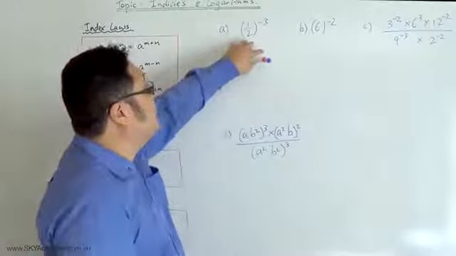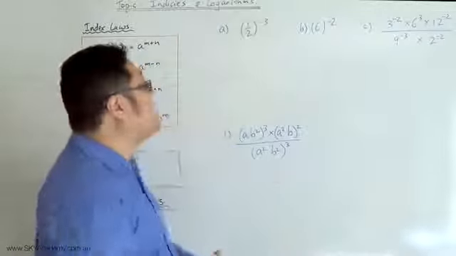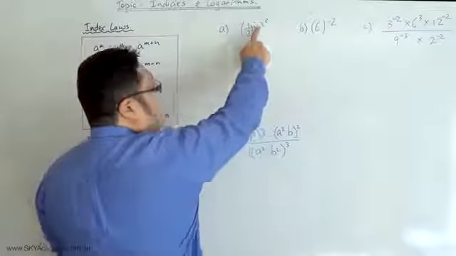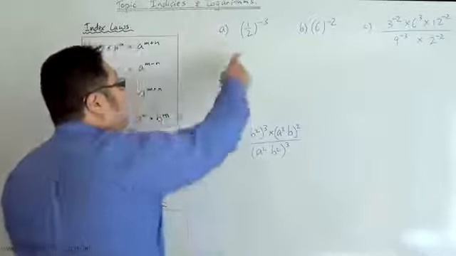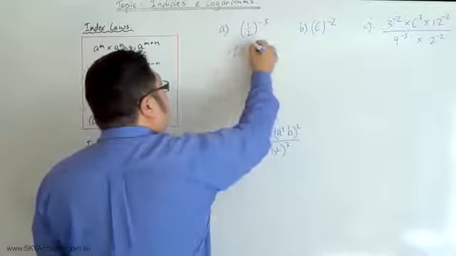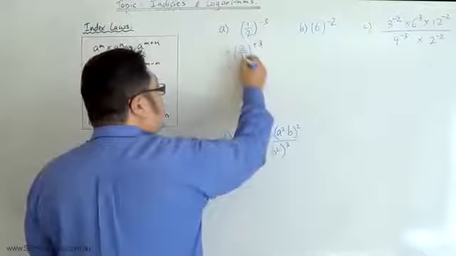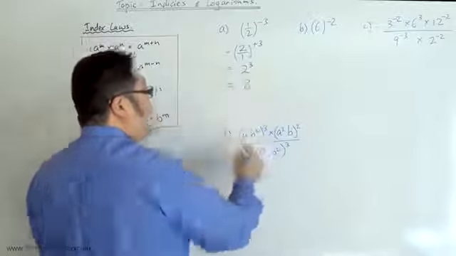So here we've got minus a half to the power of negative 3. So in other words, the negative means that it's the reciprocal of a half. What's the reciprocal of a half? Well, it's 2 over 1 to the positive 3, which would be just 2, 2 over 1 is just 2, to the power of 3, which is 8. Got it?